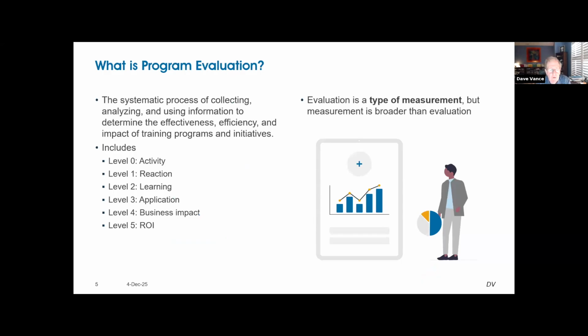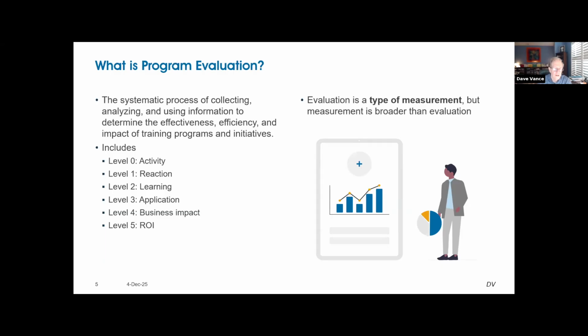Okay. So just to be clear, when we talk about program evaluation, it's the common meaning that would come to mind when we talk about it. It's determining the effectiveness, efficiency, and impact of a program. Someone wants to know whether it was worth doing or not. And that includes levels 0 through 5. You're familiar with the levels from Kirkpatrick and Phillips. That is what we mean by program evaluation. But again, program evaluation is a type of measurement, but it is not synonymous with measurement. The two are not the same thing.